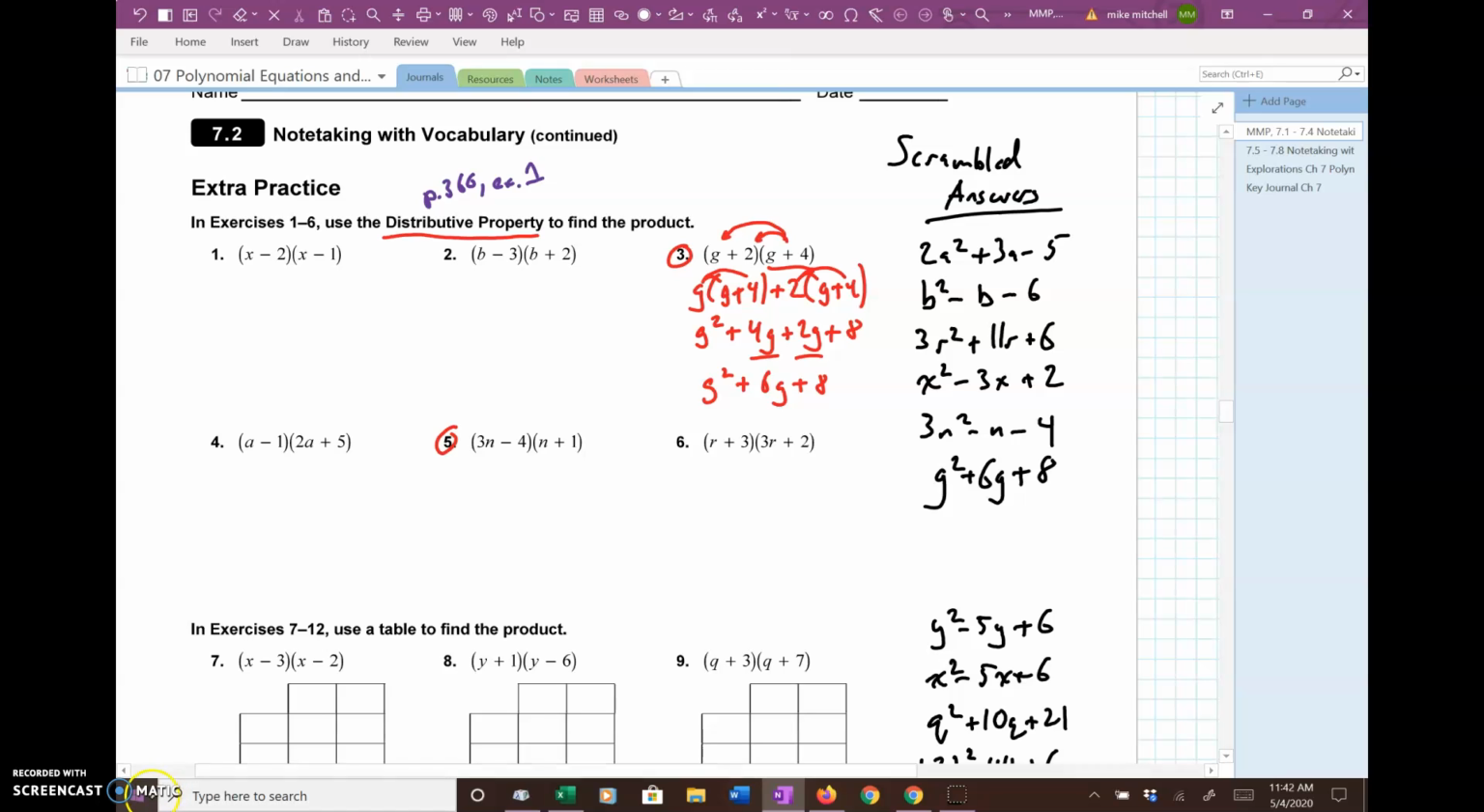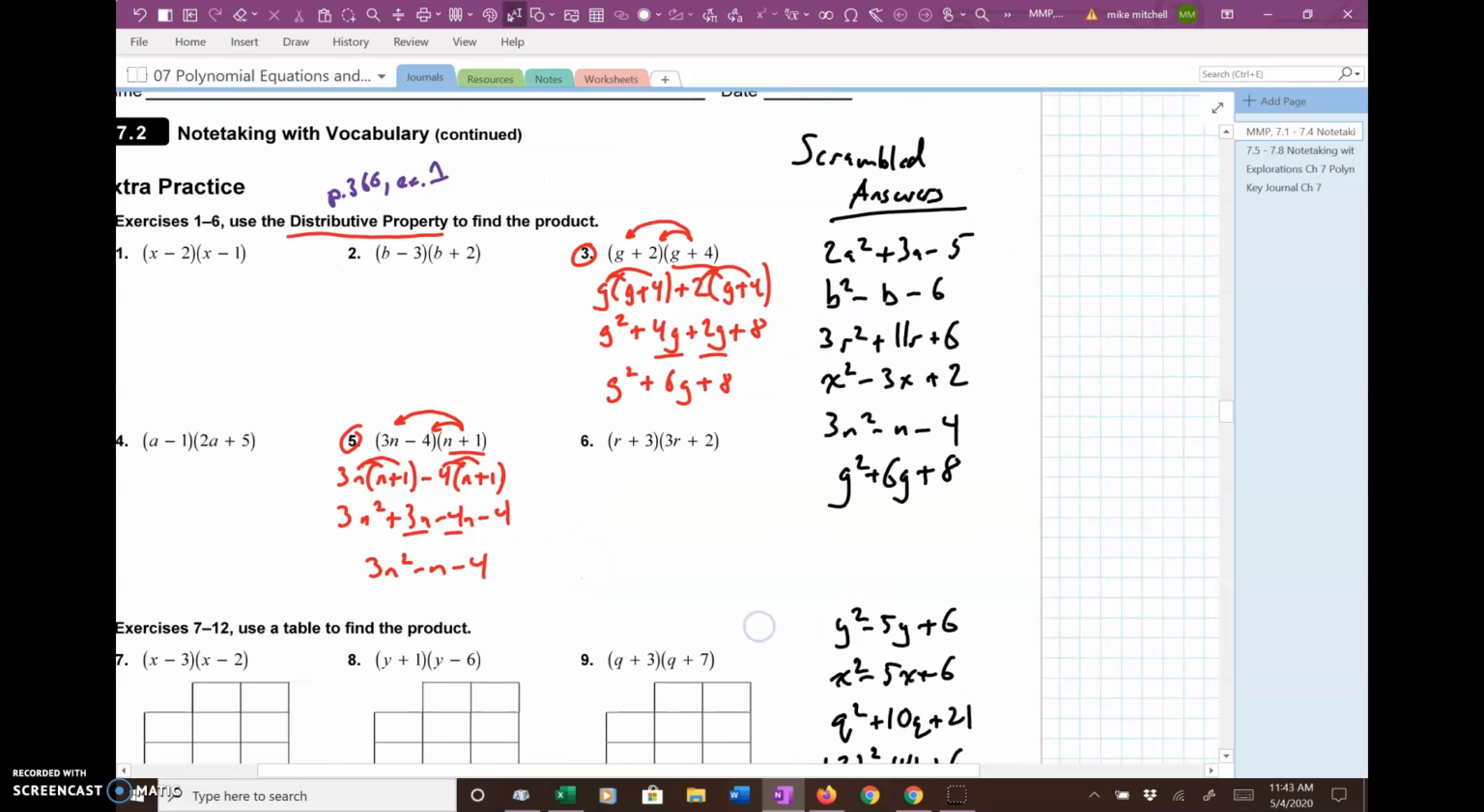Now number 5, I'm going to do the same thing. This whole back part times that times that. So I'm going to get 3n times n plus 1. I got a minus 4 this time, so I'm going to put the minus 4 in, times n plus 1. Do my second distribution here. 3n squared plus 3n minus 4n minus 4. There's my like terms. 3n squared minus n minus 4.